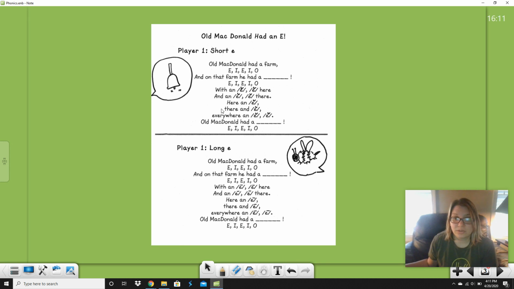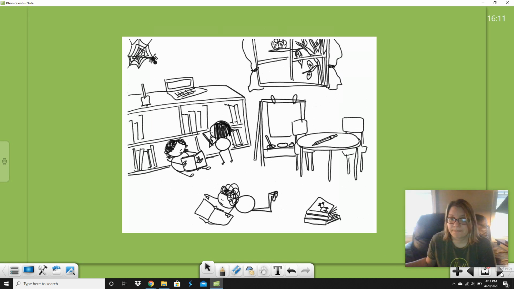Good. So you guys can practice at home too, okay? Great job. Now let's look at our picture and let's see if we can find some things that have eh or E in them. Ready? All right. So here's our picture. It kind of looks like they're in a playroom or a library or a classroom maybe. Let's just look around at what we see, and maybe we'll see some things that have eh or E.